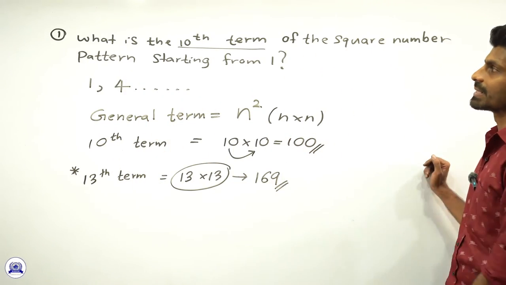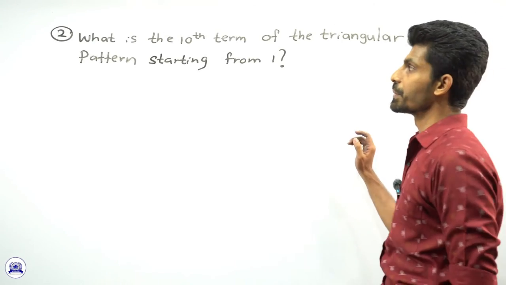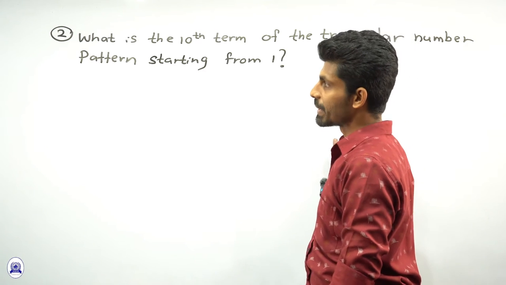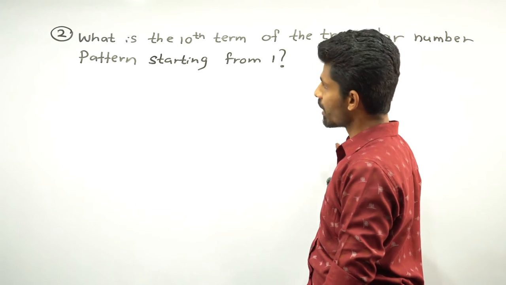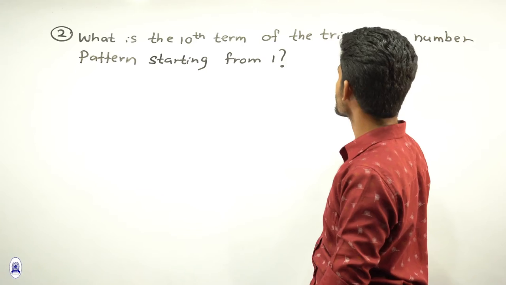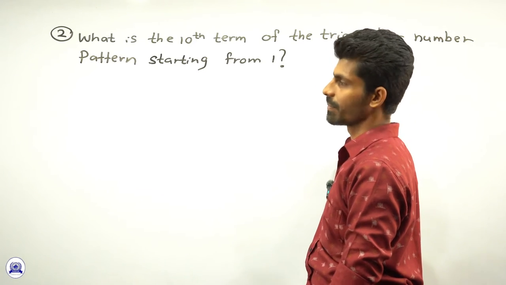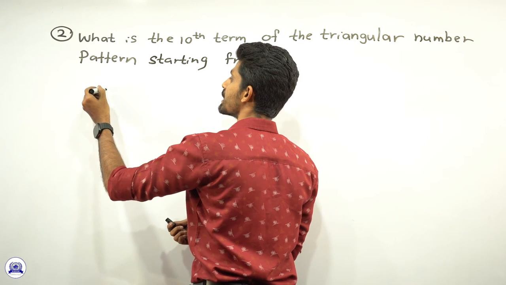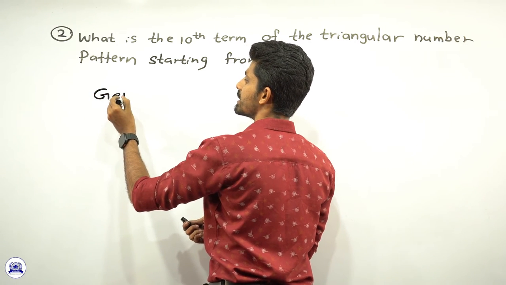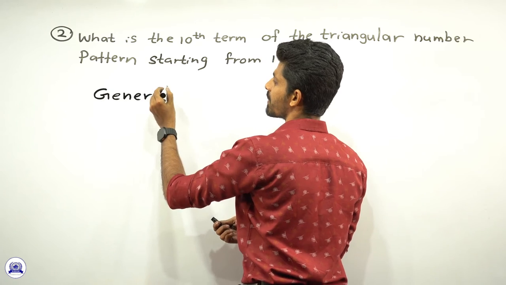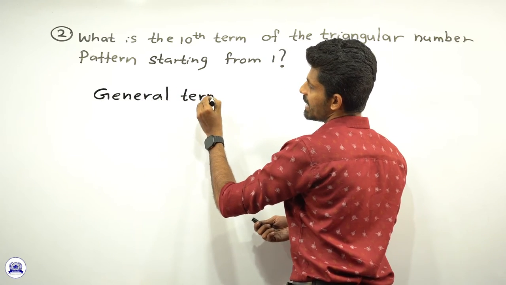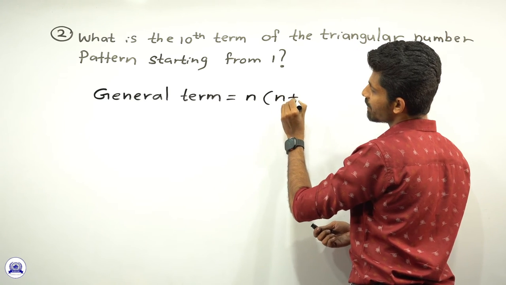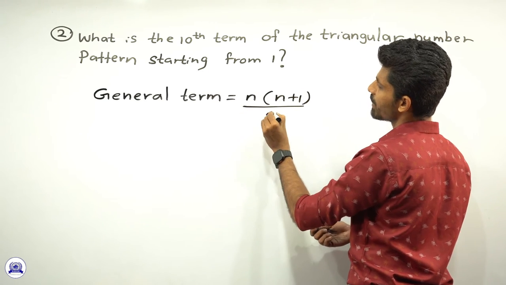Second question, ready? What is the 10th term of the triangular number pattern starting from 1? So we need to find out the general term of the triangular number pattern first. General term equals n times n plus 1 divided by 2.